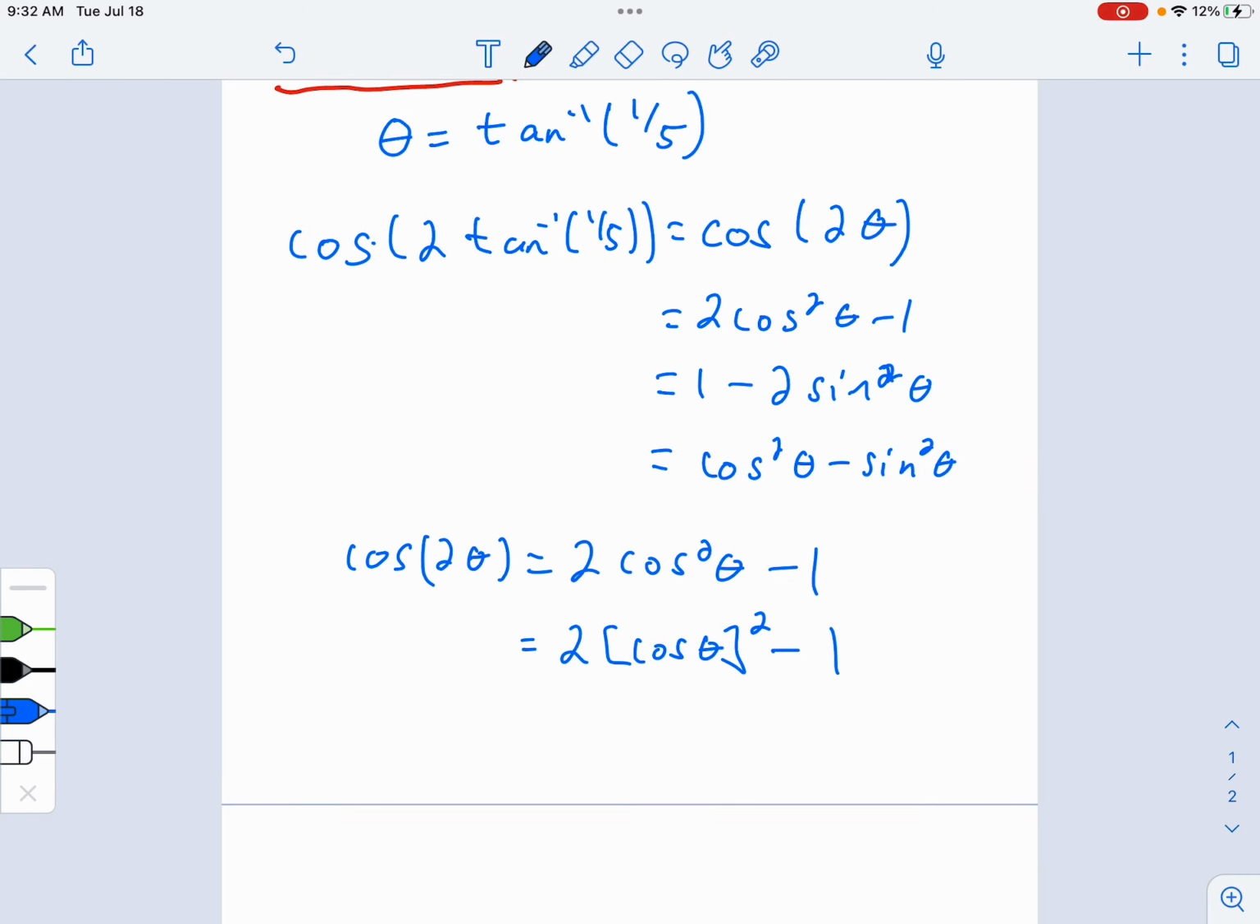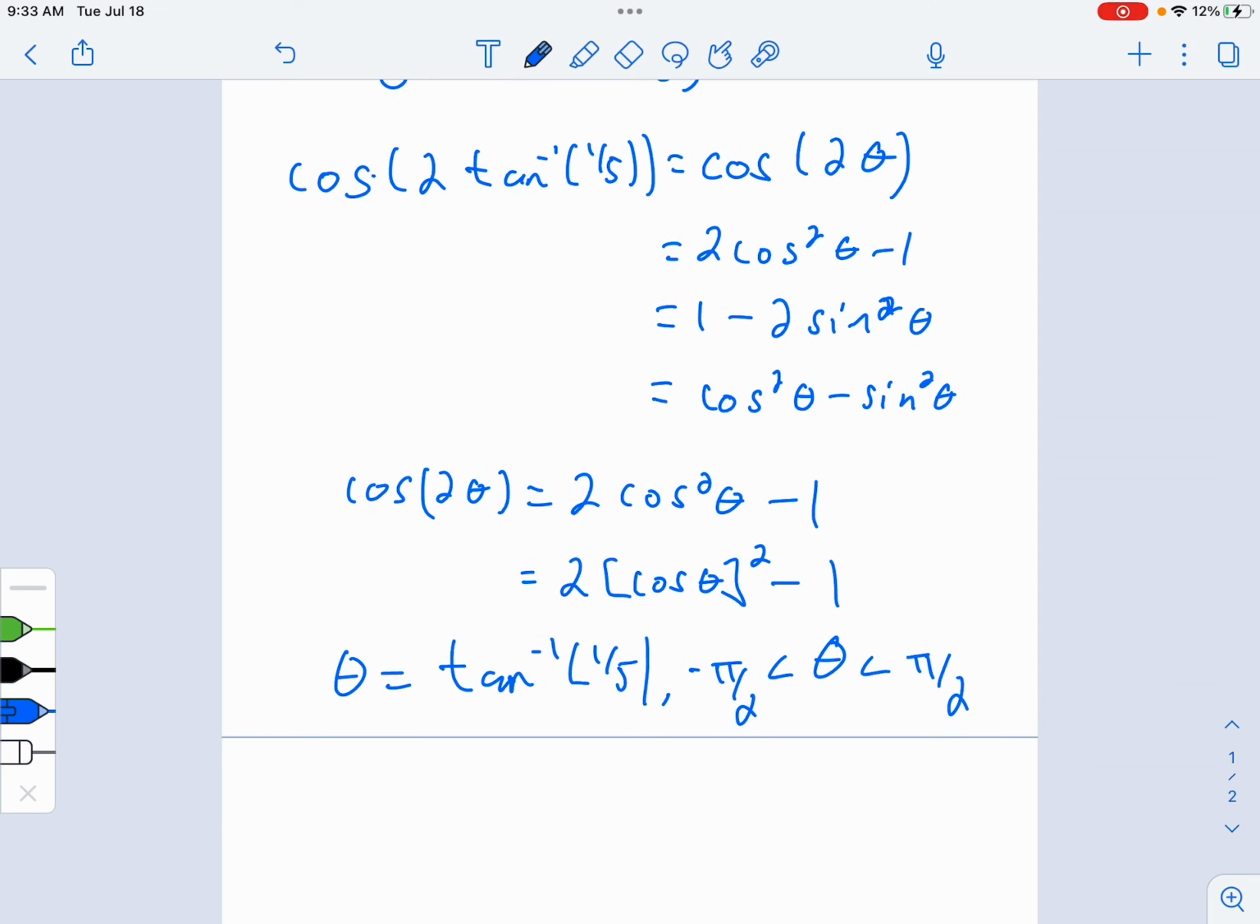Okay, so let's go back to where we let theta equal tangent inverse of 1/5. And before I go on to the computation here, let me say that this angle is defined to be between minus pi over 2 and pi over 2, because tangent inverse gives you that range. It gives you an angle between minus pi over 2 and pi over 2. And specifically, this angle is in the first quadrant, okay?